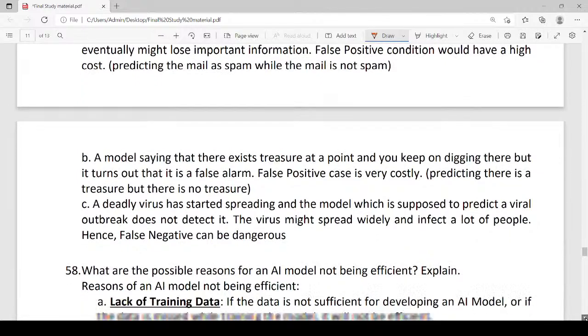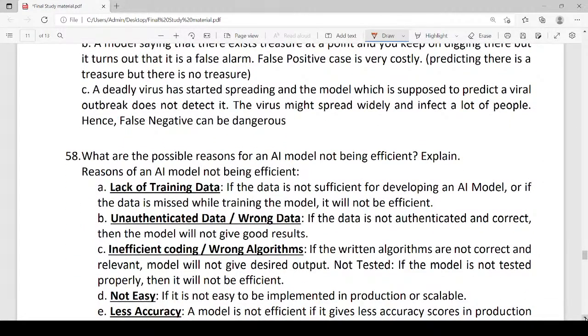What are the possible reasons for which an AI model is not efficient? There could be a lack of training data. You are not providing sufficient training data, so your model may fail. Or you are providing it with unauthenticated or wrong data, wherein your AI model may fail. Or you're not doing proper programming, or your chosen algorithm is not right. It is not tested properly, then it may fail, or it is not easy to implement, or there is less accuracy. These are the possible reasons for an AI model not being efficient.